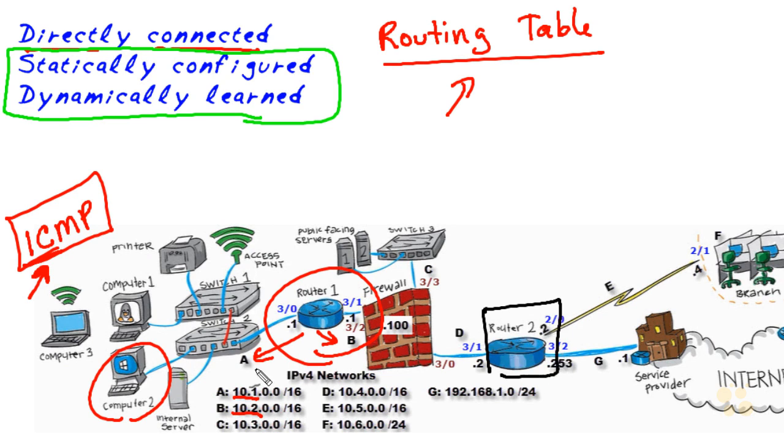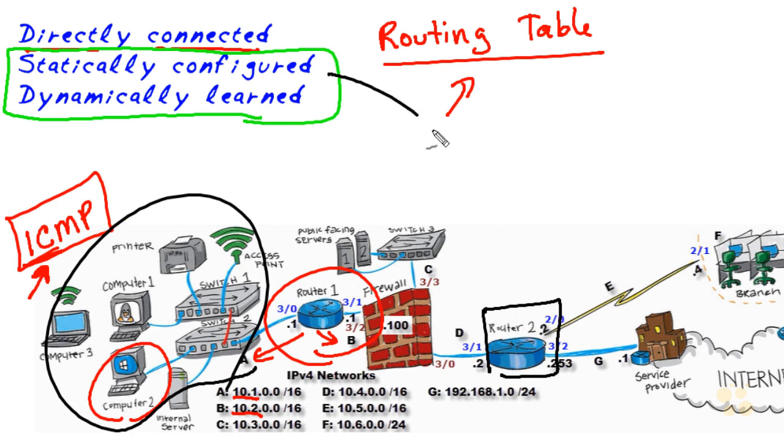So in the case of router 2, which has no knowledge by default of how to reach the 10.1 network, that's network A over here, we could configure a static route on router 2 that says the following. Dear Mr. Router 2, if you need to forward a packet to the 10.1 network, the next hop, which is a fancy way of saying the next device in the path to get to that network, is, and we would go ahead and give it the IP address of our firewall, which on network D would be 10.4.0.100.